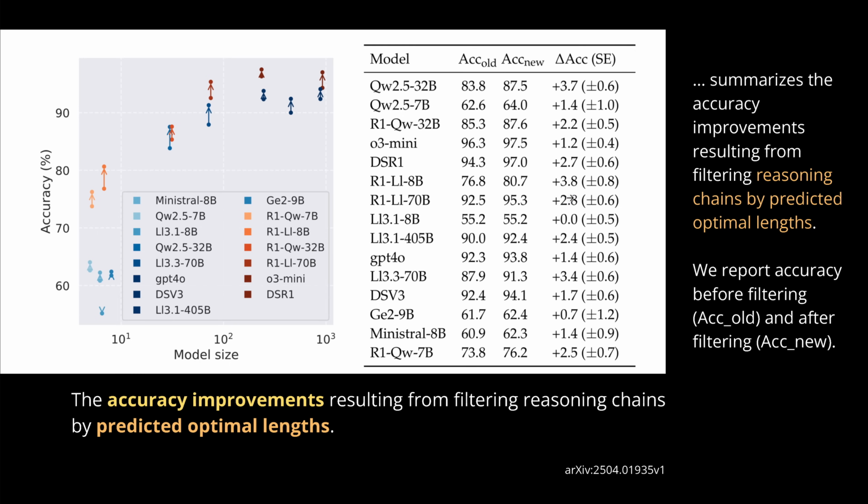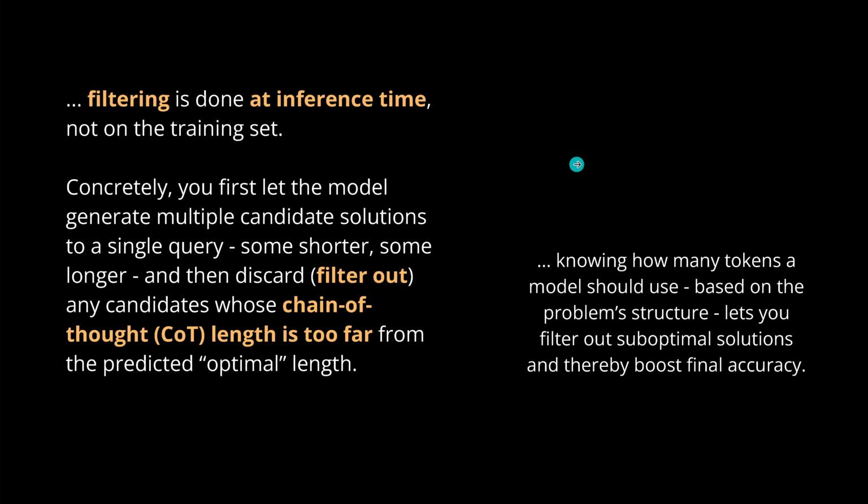This is maybe an indicator that a perfect reasoning length exists, and we should somehow take care of it. But is it the main indicator? I personally have my doubts. The authors say the accuracy improvement results from filtering the reasoning chains by predicted optimal length, and they can improve the accuracy of the models by up to 3.8%. And the filtering, as I told you, is done during the inference time. We're talking test time compute, not training time.